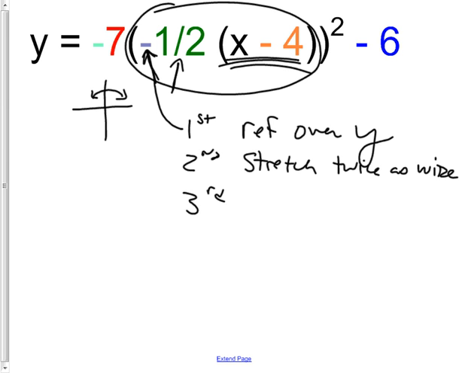Okay, third thing. We're still on the inside. There's only one thing left. What's that? 4 to the right. Some of you are not writing. I'm not going to say your names, but I know who you are. Get writing. You need this one. It's your star example. It's super important.